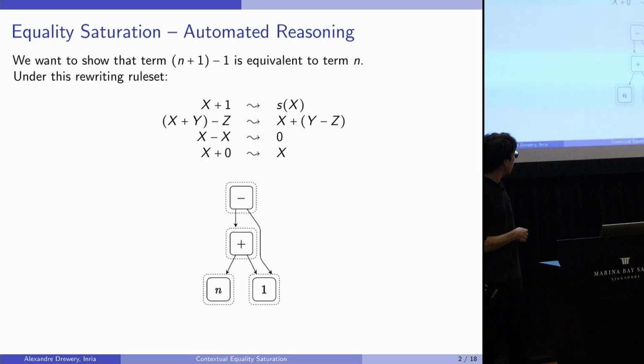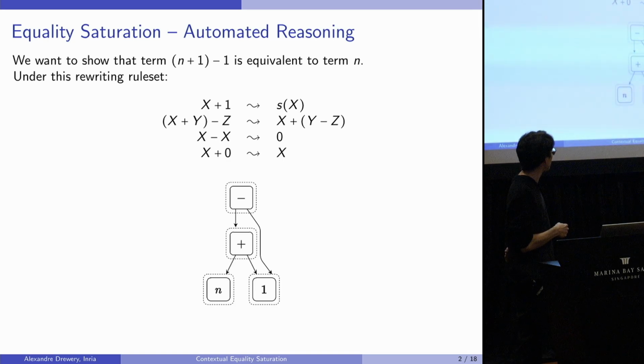We will load our terms in what we call an E-graph, which represents equivalence classes of terms. So here you have minus, plus, n, 1, 1, and here you have n. In dashed lines, you can see equivalence classes of the terms. Right now, every term is in its own equivalence class. And my goal is to fuse this class up here and this one using my rules.